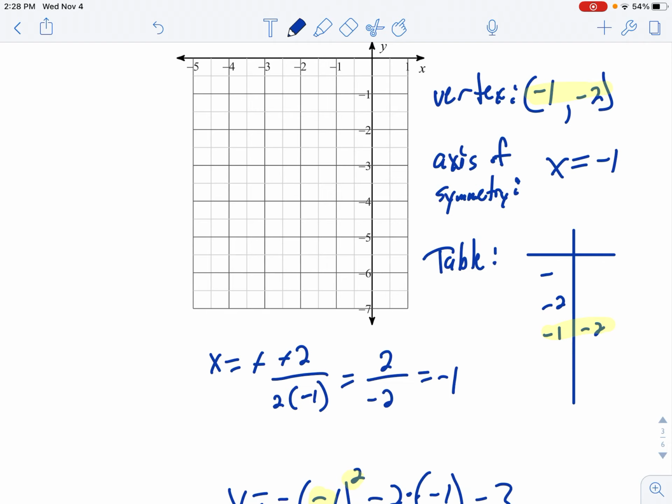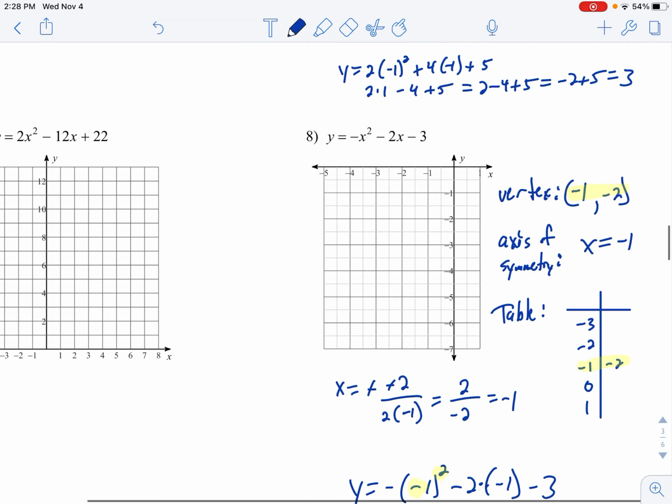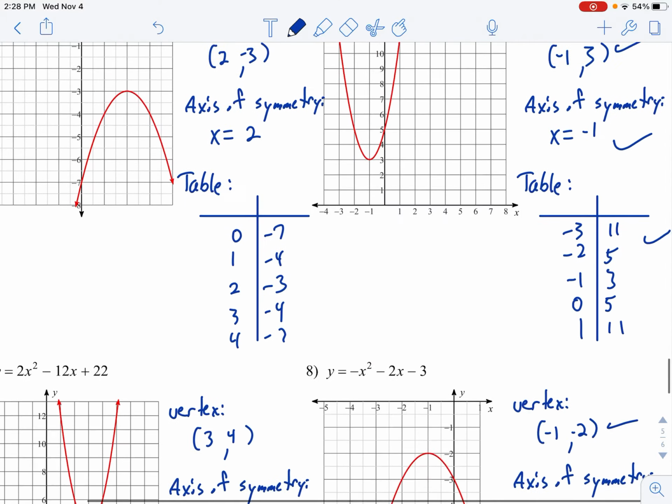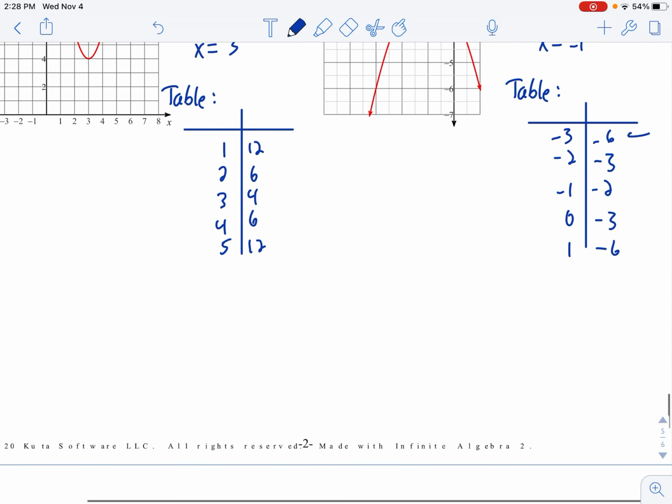Pick 2 smaller numbers, pick 2 larger numbers. All you got to do is plug those in and work them out. So negative 3 squared minus 2 times negative 3 minus 3. That's going to be negative 9 plus 6 minus 3, which is negative 3 minus 3, negative 6. I'm going to check that and make sure it's right. I'm going to check every step of the way. Yep, right there.